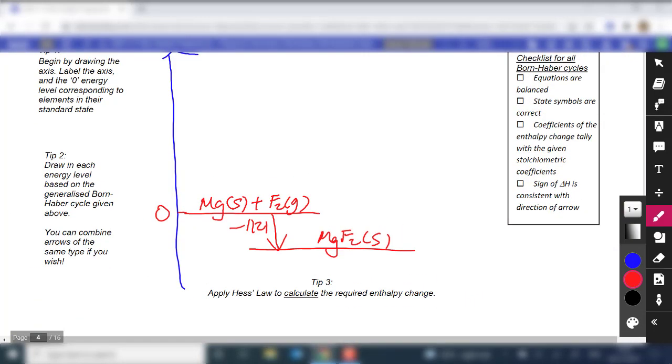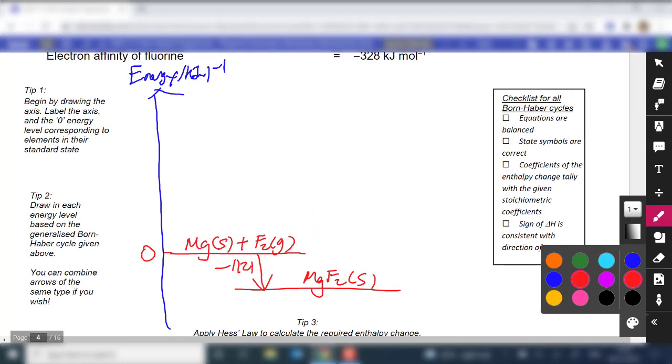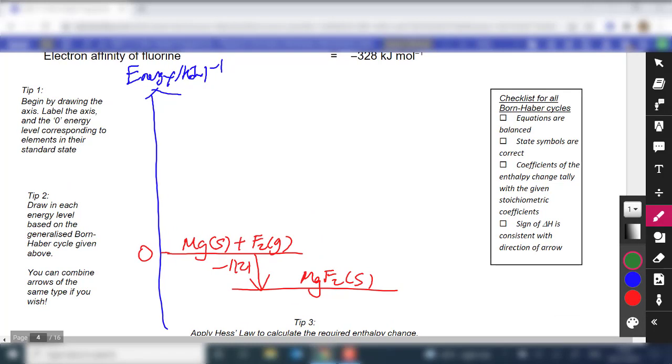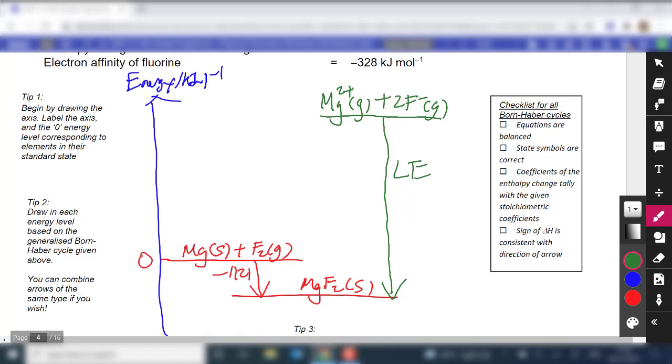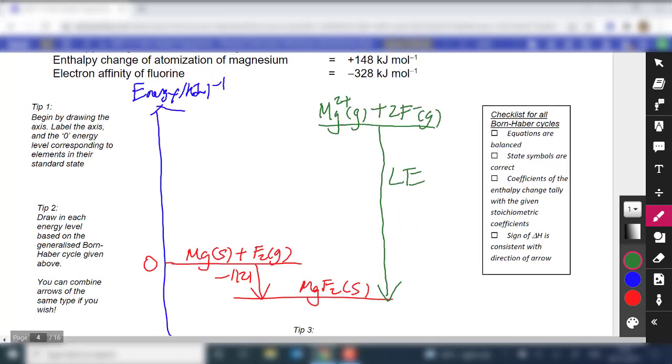Now I often find it easier to define the lattice energy after this, because it's easier for me to look at how things flow going from the native elements to the gaseous ions. So over here I'm going to define the lattice energy, that's Mg2+ gaseous plus 2F- gaseous. This will be the lattice energy which we are required to calculate. For the rest of the enthalpy terms, we're just going to go up, up, and then eventually go down a little bit.